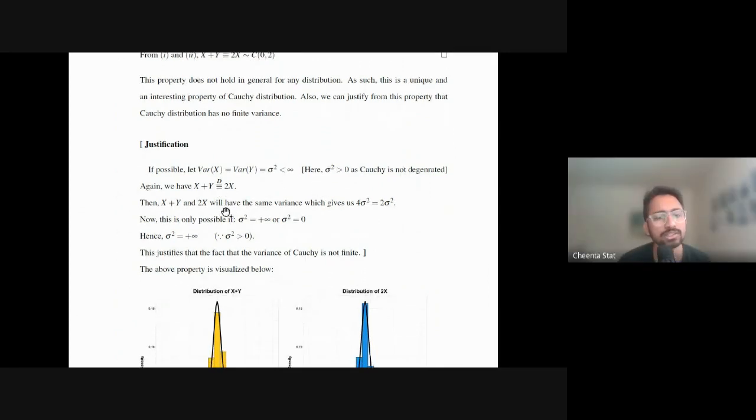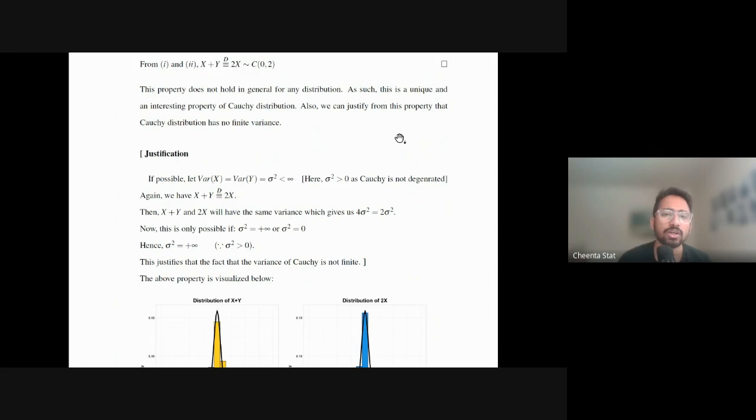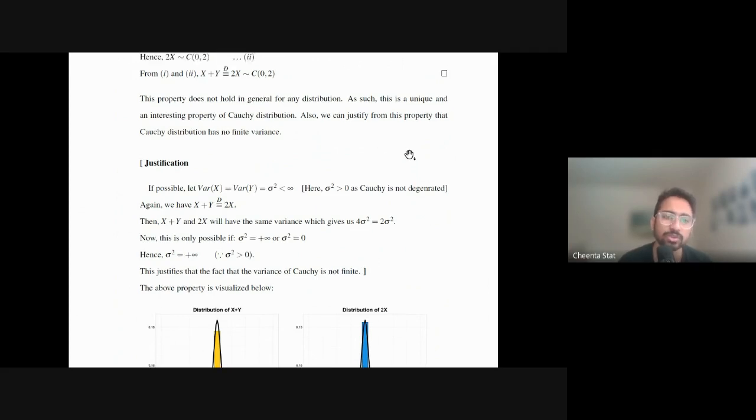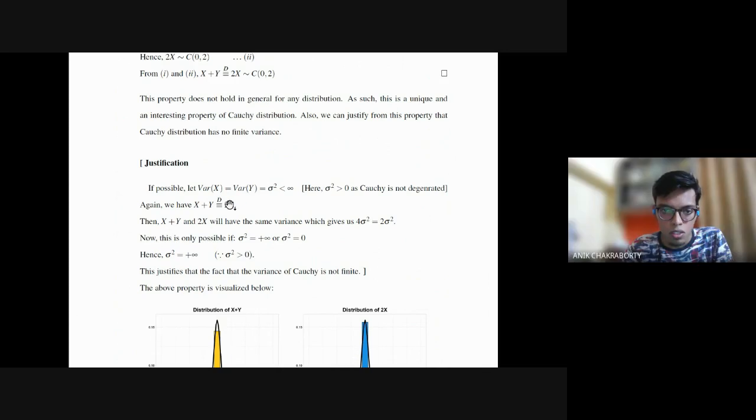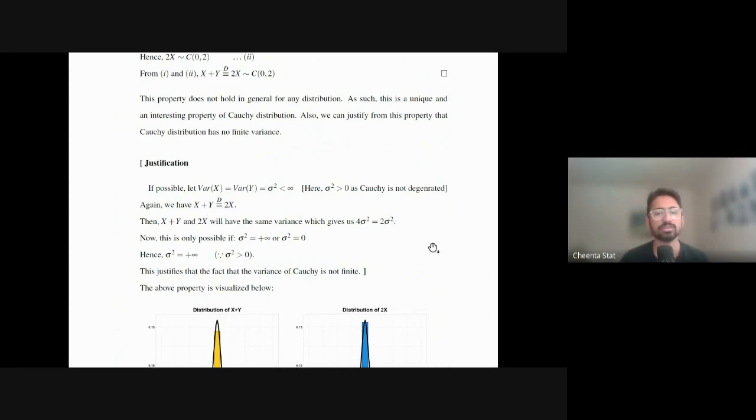Okay, this is interesting. Can you stop here for a few seconds? This property does not hold for any distribution, so this is a unique and interesting property of Cauchy. Also, we can justify this property, that Cauchy distribution has no finite variance. How can you do that? Can you come again? So if we calculate the variances of x plus y, it is equal to 2x.